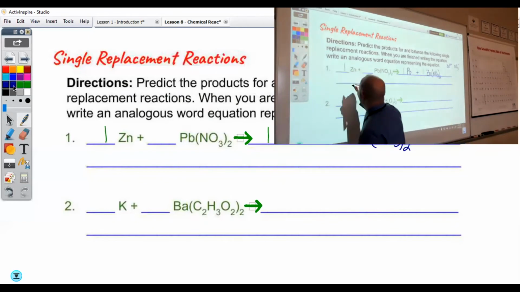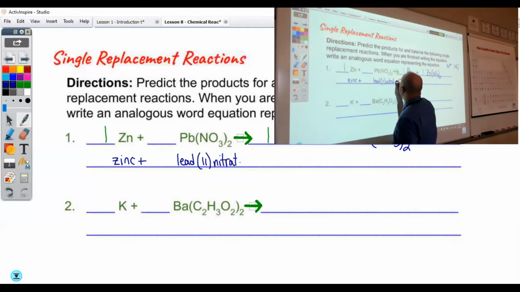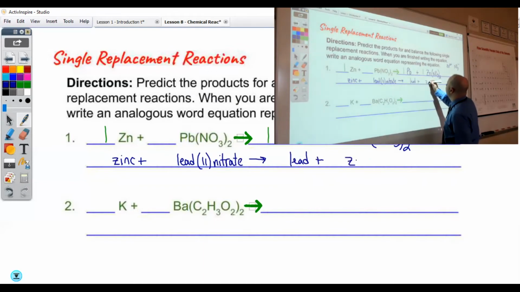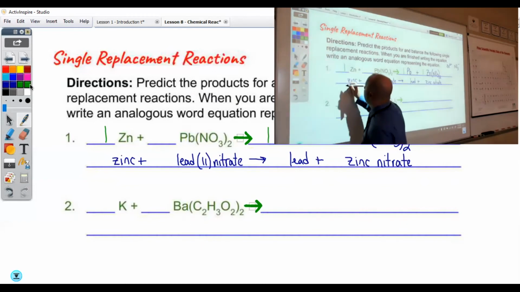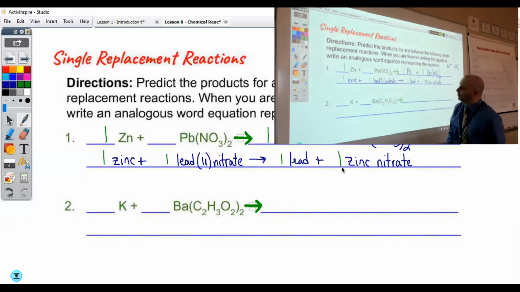And now we can write out our equation. So we have zinc plus lead 2 nitrate. You can also write plumbous nitrate forms lead plus zinc nitrate. Zinc is not a diatomic, so it's not going to have any Roman numerals. And then, of course, all of our coefficients end up being 1s.